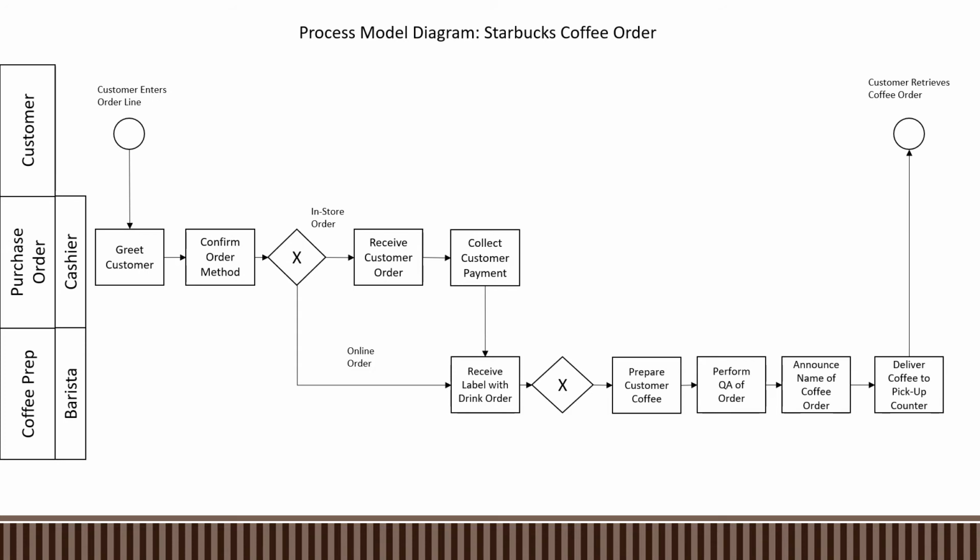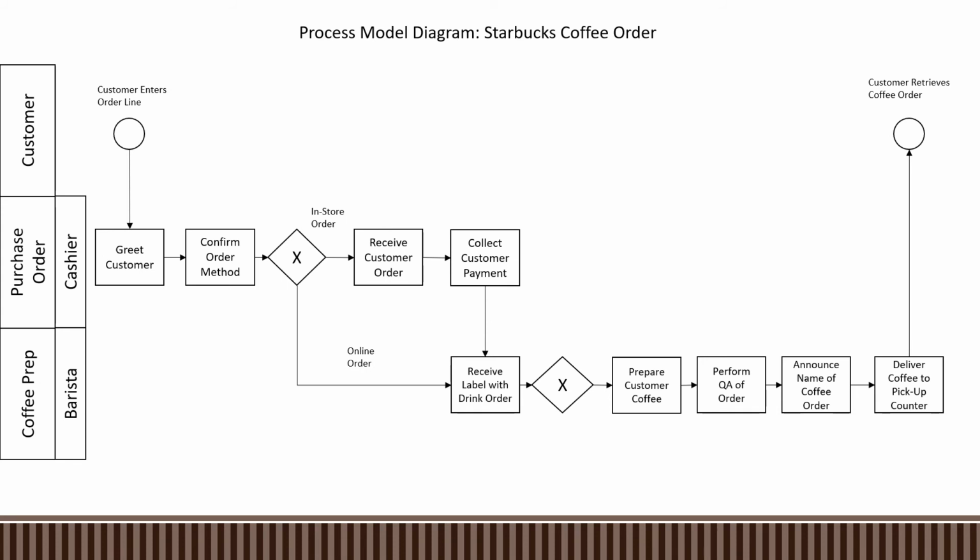Now I placed the starting point of this process diagram as the customer enters the line to order their coffee. However, if the customer had ordered their coffee online, generally the drink would already be prepared before the customer enters the store. To condense the diagram and to show a single process flow, I have added a XOR split to show the online order.